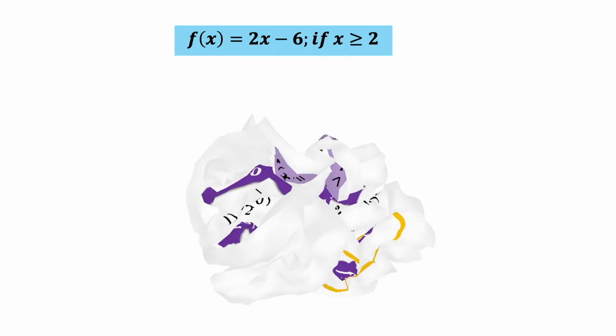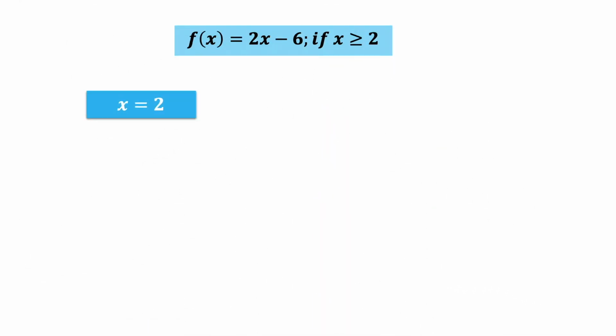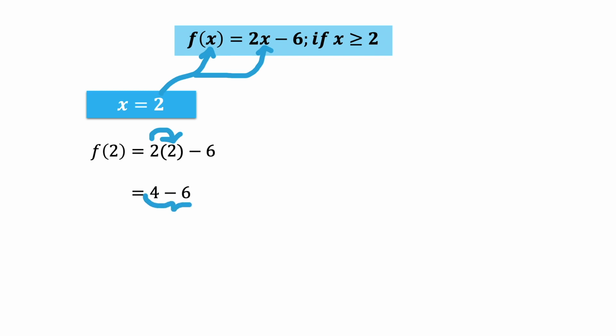Now, we will solve for f of 2 using the third subfunction. Substituting 2 to all x variables of the third subfunction, we will have f of 2 equals 2 multiplied by 2 minus 6. 2 multiplied by 2 is equal to 4. Now, 4 minus 6 will give us negative 2. Therefore, f of 2 is negative 2.